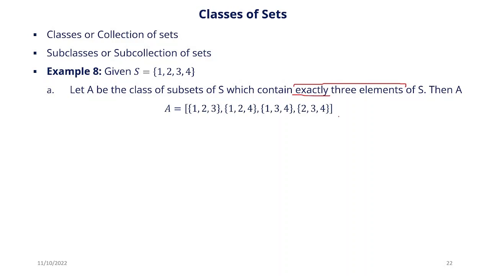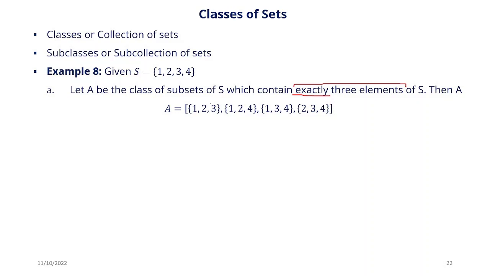Then A will be what? We pick out every combination of 3 elements in the set we have here. So we can start with 1, 2, 3. Then we say 1, 2, 4. What's remaining? And then we say 1, 3, 4. And then we say 2, 3, 4. This is the set. You can't have any other combination of 3 items from S.